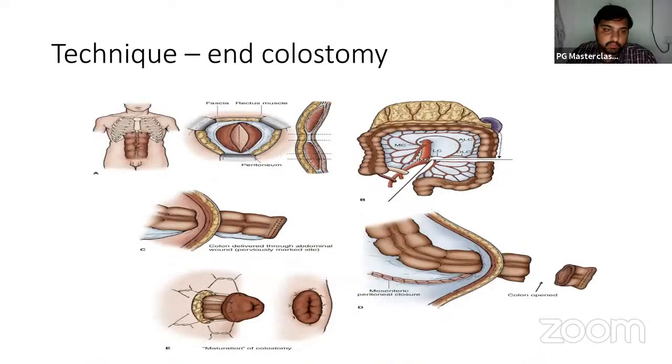Technique for end colostomy, a circular disc. Yes, ma'am. Apurva, keep yourself muted because there is some other voice from your mobile. Ma'am, we can't show you. I'll mute anyway. Okay.